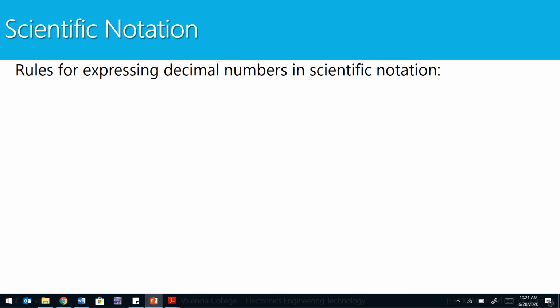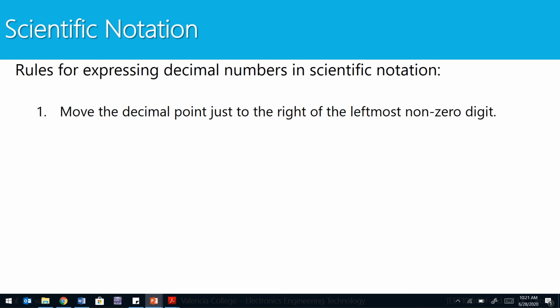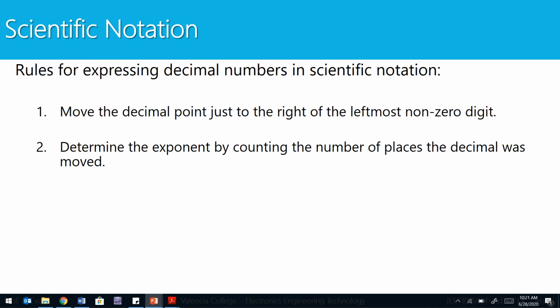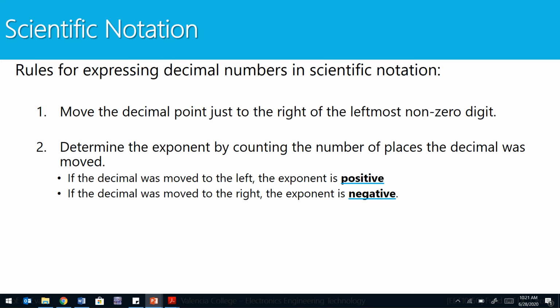So we have rules for expressing decimal numbers in scientific notation. You'll have to move the decimal point just to the right of your leftmost non-zero digit. And then you're going to determine the exponent by counting the number of places the decimal point was moved. And you're either going to move to the right or to the left. If the decimal point was moved to the left, the exponent is positive. And if the decimal point was moved to the right, the exponent is negative.